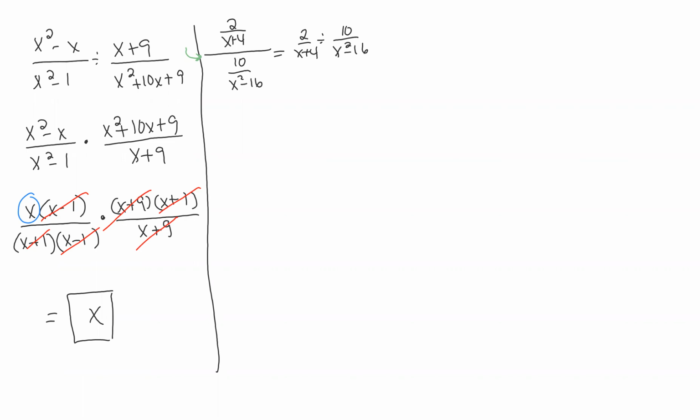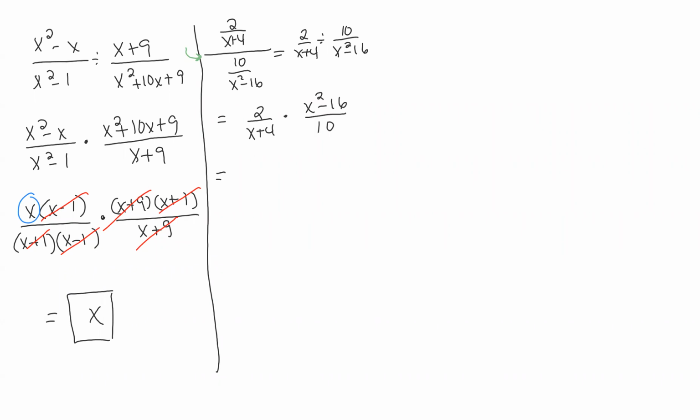So just be on the lookout for that. Most books will throw those at you every now and then just to see if you're on your game or not. So just know that if you have something that's written like this, one giant fraction where the numerator and denominator are made up of their own rational expressions, it really just means divide. So we would convert to multiplication. So I would get 2 over x plus 4 times x squared minus 16 over 10.